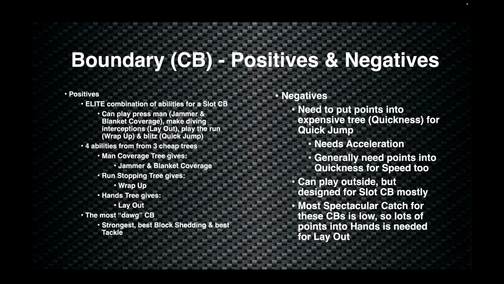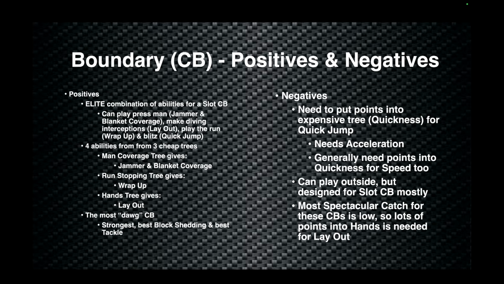Now, unfortunately for the negatives here for these guys, you need to put a lot of points into an expensive tree, the quickness tree. For quick jump, again, the quick jump needs acceleration only. And also, they generally need points into quickness for speed too. They're not the slowest cornerback. They're the second slowest cornerback, but they're not very fast, so that's kind of an issue for them.